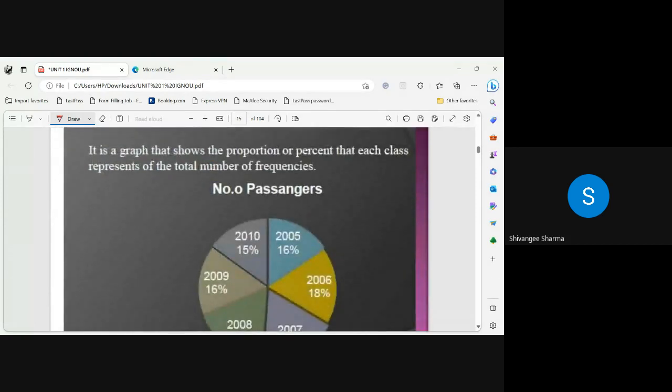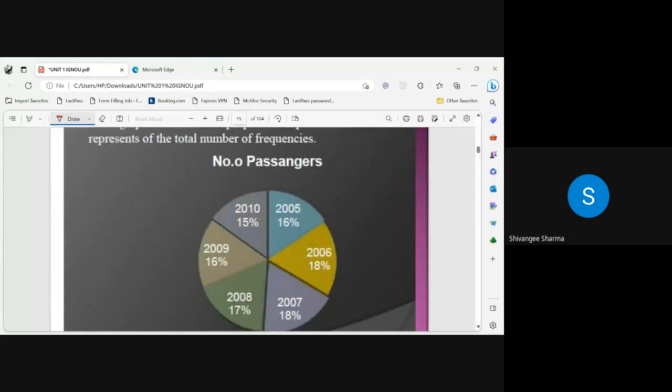Now let's move on to the pie chart. It is the representation of something in the form of a circle. Pi is basically related to the circle. Here the angles are used to define the percentage of the people.